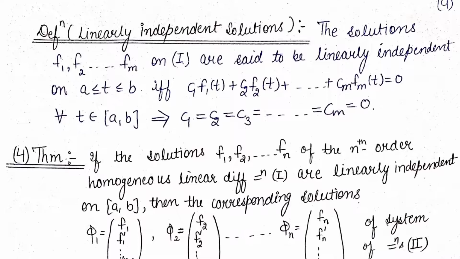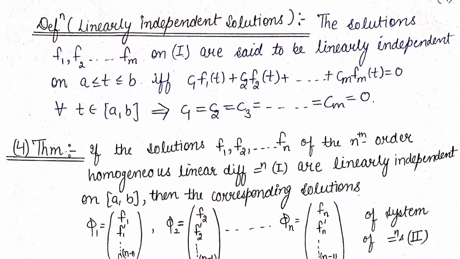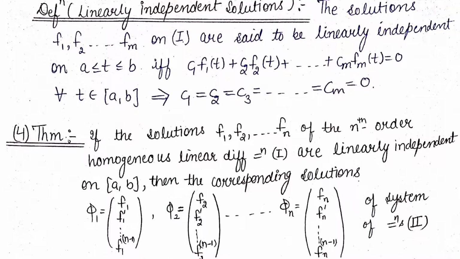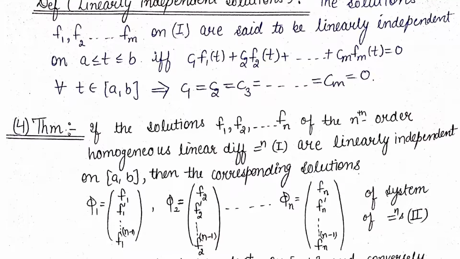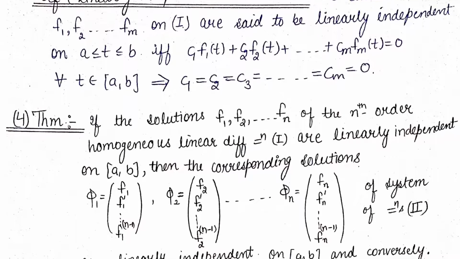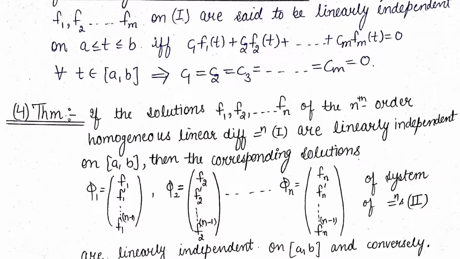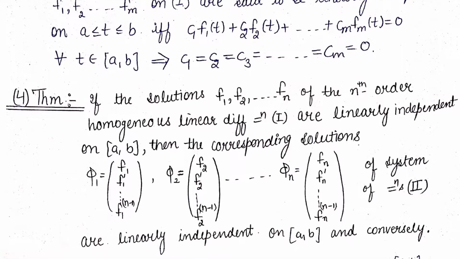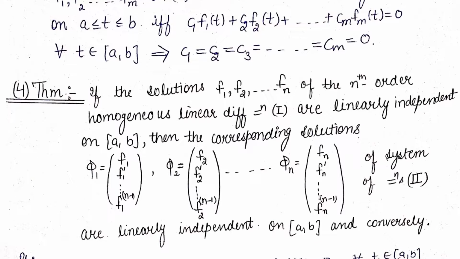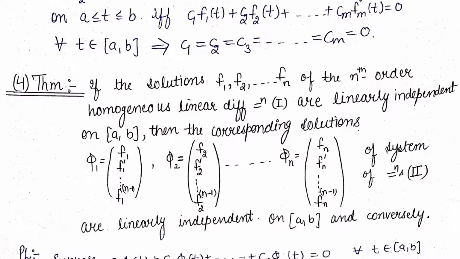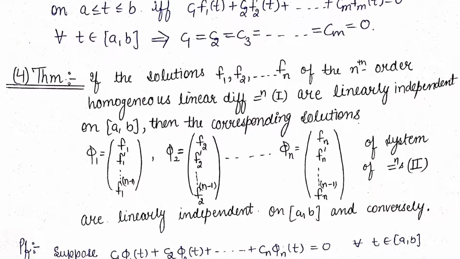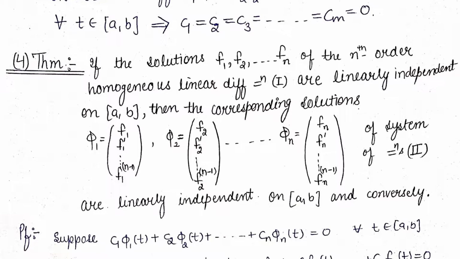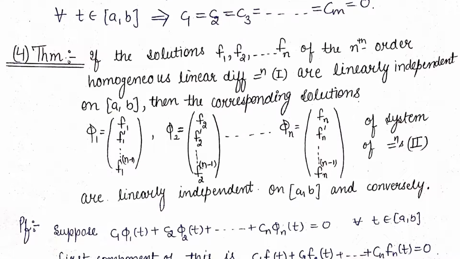In a similar manner, we will define the set of linearly independent solutions. The solutions f1, f2, ..., fm of the differential equation 1 are said to be linearly independent on some interval ab if and only if for any point t in ab, the combination c1 f1(t) plus c2 f2(t) plus ... plus cm fm(t) equal to 0 implies that all ci's are 0. So, now we will prove how the linear dependence or independence of solutions of the nth order differential equation implies linear dependence or independence of solutions of the system, and conversely.